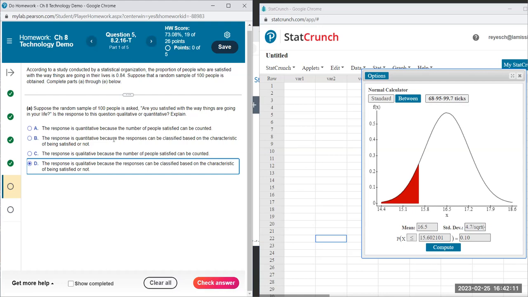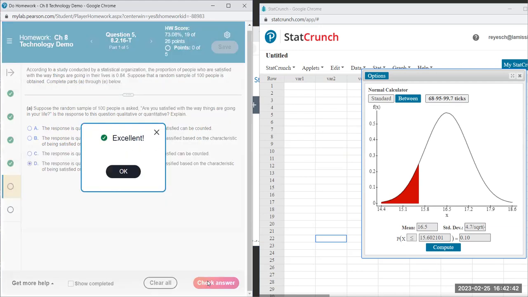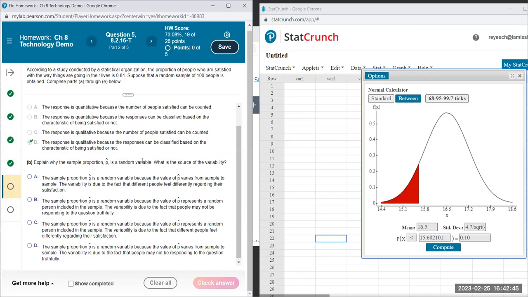A quantitative one is when the response is a numerical value, like how many times have you been to Disneyland? 8, 10, that can be counted. I can count that I've been 8 times. I can count that I've been there 10 times. So if something can be counted, then that makes it quantitative. Or if it could be measured, like blood pressure, weight, cholesterol level, height, then that's also making it a quantitative analysis instead of a categorical or qualitative analysis. Explain why the sample proportion is a random variable and what is the source of variability.